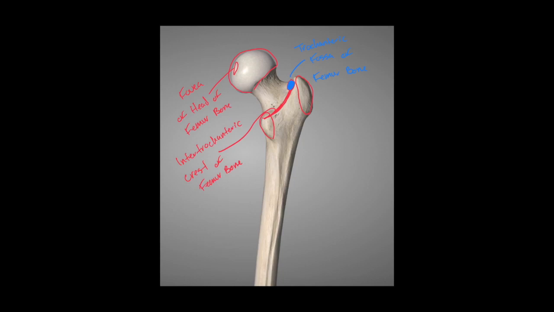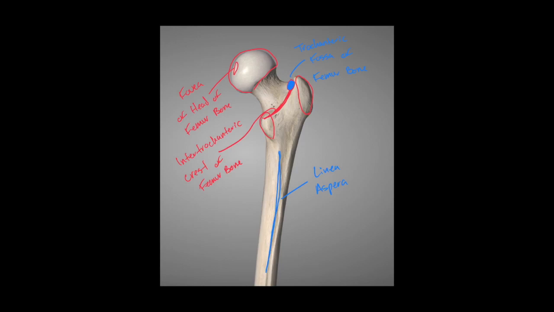Remaining on the posterior aspect of the femur bone, we have this line. This line right here is called the linea aspera of the femur bone. And it's the insertion point to many muscles, so that'll come into play when you learn the myology of the inferior limb.